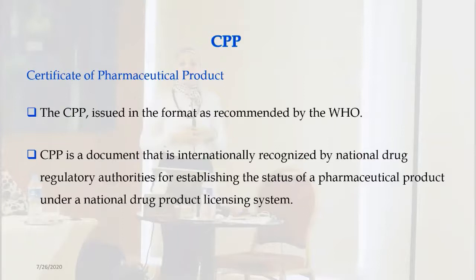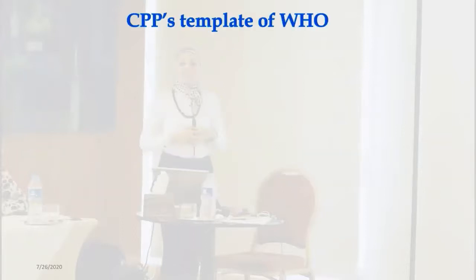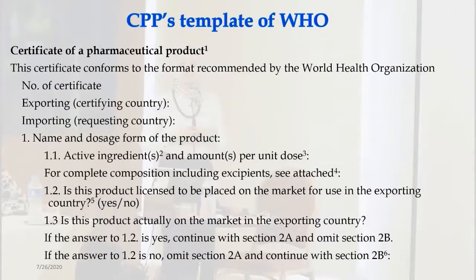So that means once we ask our health authority in the country of origin to issue the CPP, the health authority will state the status of the product in their authority, whether the product is registered or not, marketed or not, what is the registration date, and its information according to the recorded data at the health authority. In the following slides, we will see the WHO template of the CPP.